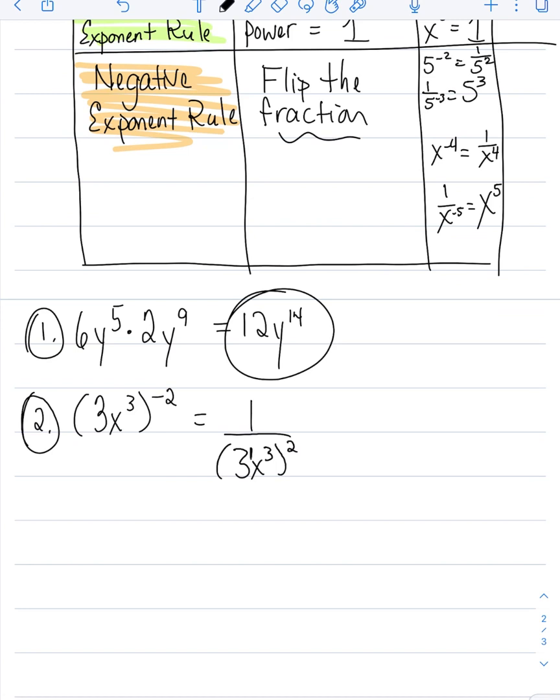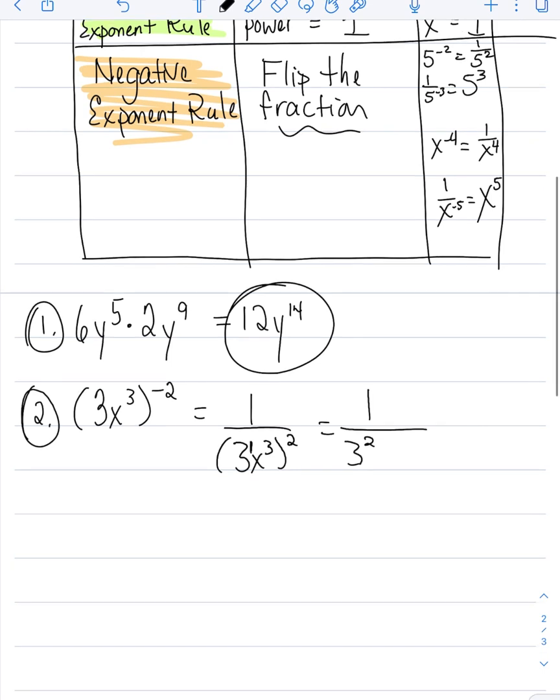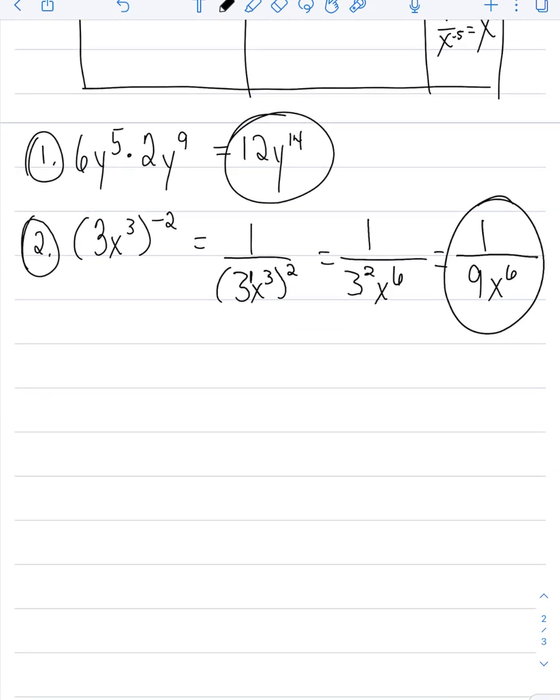So the 3 has an invisible exponent of 1. So this becomes 1 over 3 to the 1 times 2, because the power rule says keep the base, multiply the exponents. 1 times 2 is 2. Same thing here. Keep the base of x and multiply the exponents. 3 times 2 is 6. Now, you might have an answer choice like this, but also be prepared to fully simplify. 3 to the second power means 3 times 3, or 9, and then keep the x to the 6th. So 1 over 9x to the 6th is your fully simplified answer.